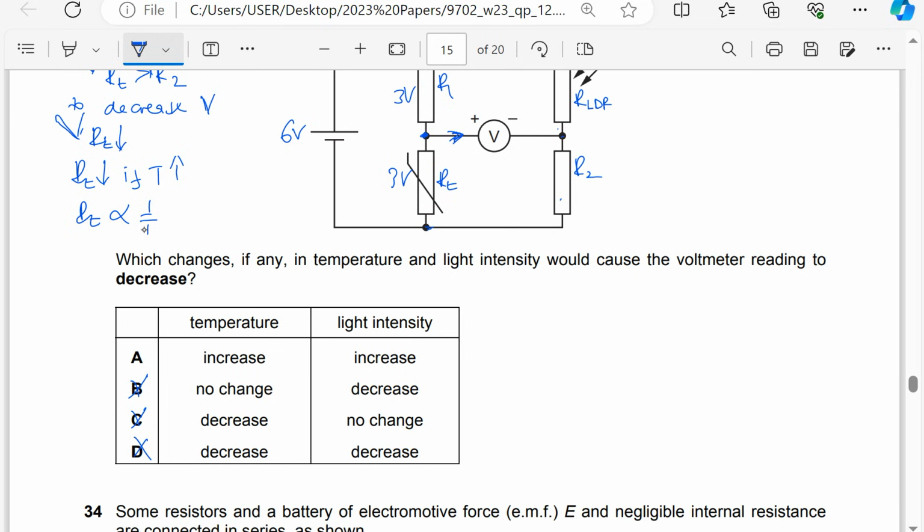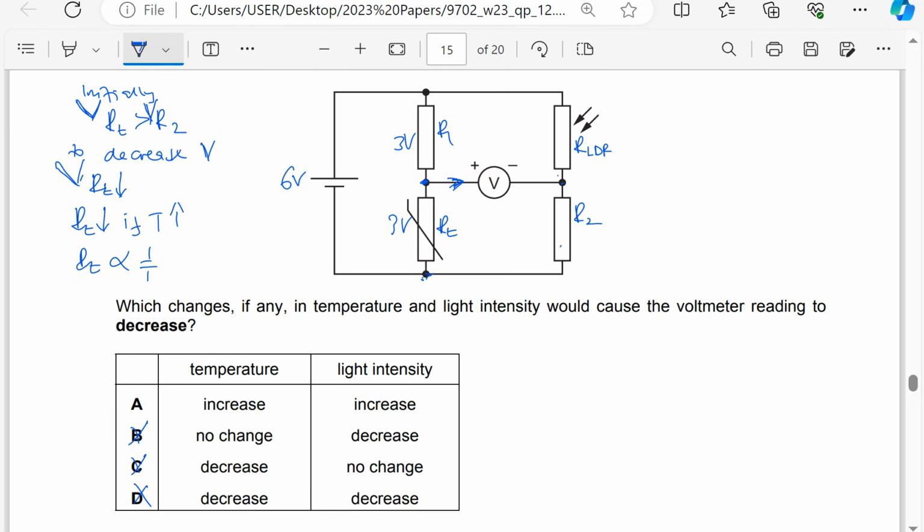To make the PD across the thermistor go down, because it's at the high potential, I must make sure that the resistance of the thermistor decreases. And how will the resistance of the thermistor decrease? Resistance is inversely proportional to temperature, so I must increase the temperature. So the PD across the thermistor will go down when the temperature increases.